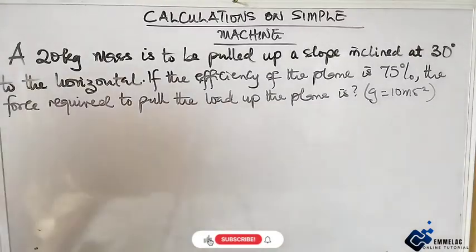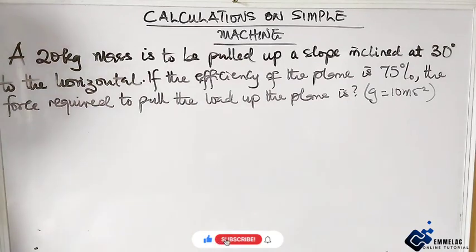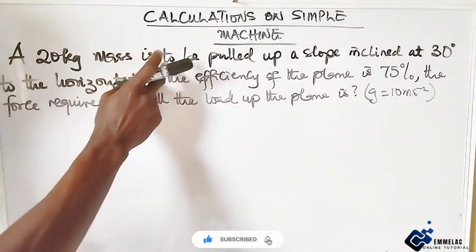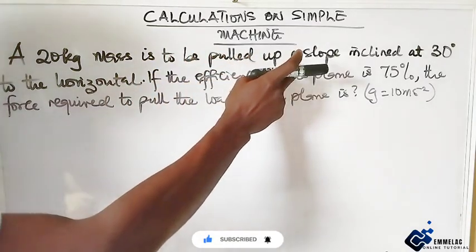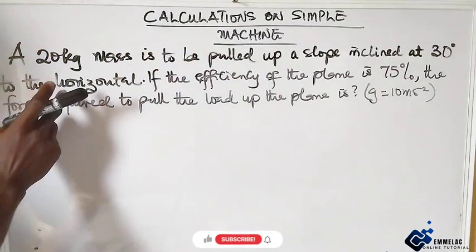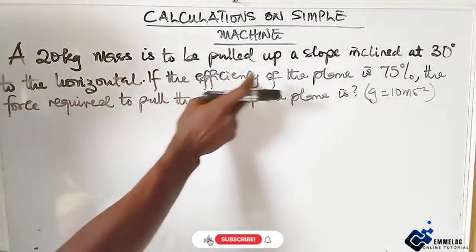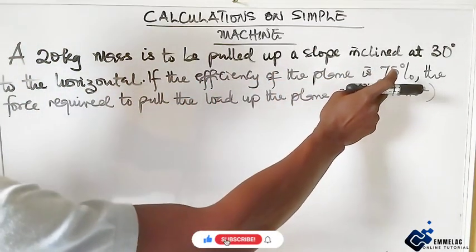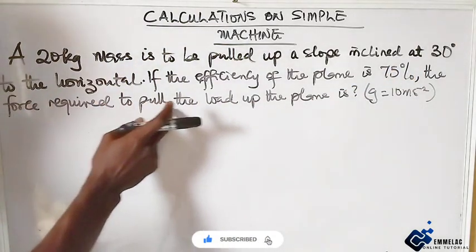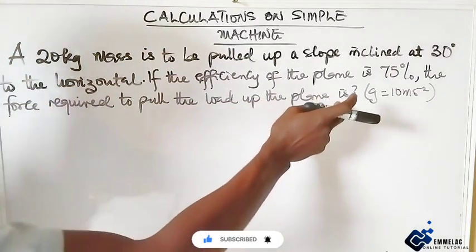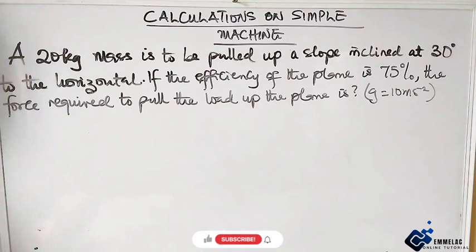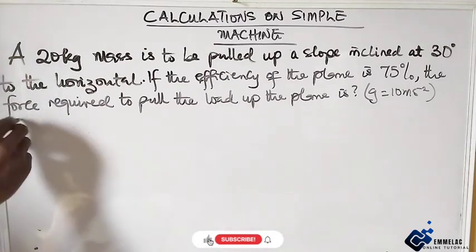Before us is this question in simple machine that says a 20 kilogram mass is to be pulled up a slope inclined at 30 degrees to the horizontal. Now, if the efficiency of the plane is 75%, the force required to pull the load up the plane is, and we are given that acceleration due to gravity is 10 meters per second squared.